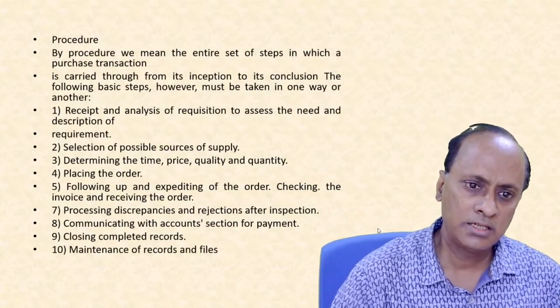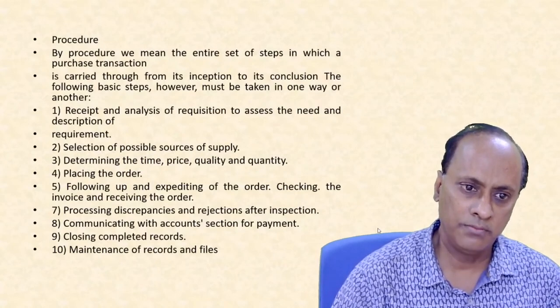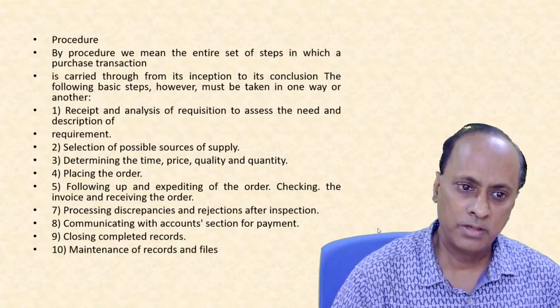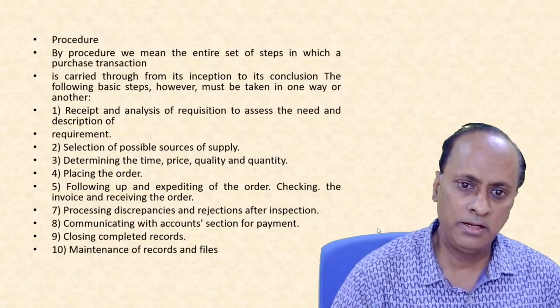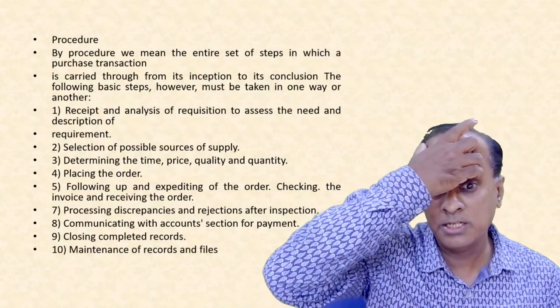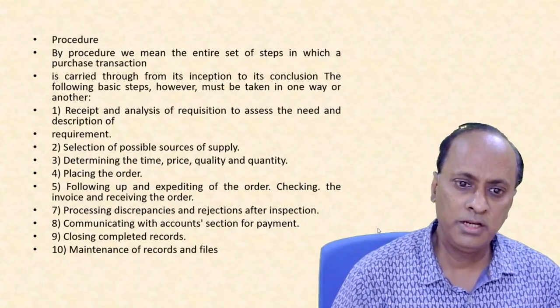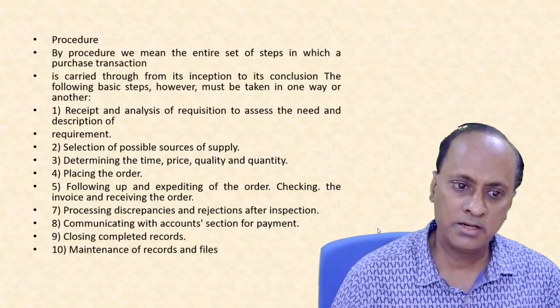Second is selection of possible sources of supply. Who are the possible sources of your supply? Third, determining the time, price, quality and quantity. Fourth is placing the order, following up and expediting the order, checking the invoice and receiving the order, processing the discrepancies and rejections after inspection, communicating with the account section for payments, closing the completed records, maintenance of records and files.